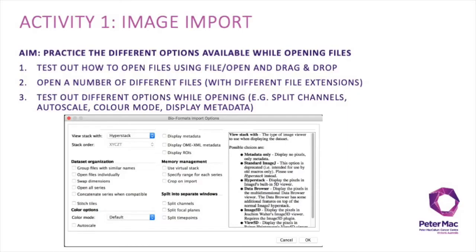So your first activity will be to go through and practice the image import. Test out how to open a number of different files using the file open and also the drag and drop functions. Try playing around with files with different file extensions and see how they open. And then you can also play around with some of the options within Bio-Formats import options, so for example split channels, auto scale, color modes, and display metadata. That's activity 1, and all the activities are in the handout sheets which you should have downloaded along with the demo data.